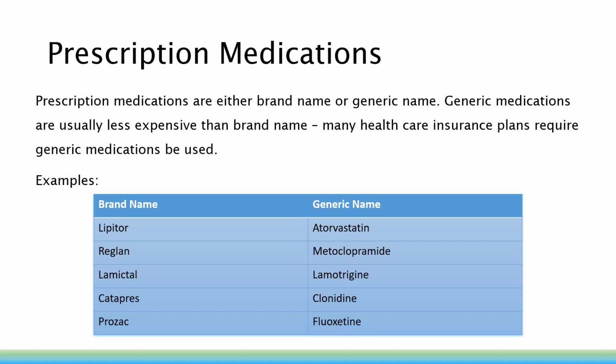Prescription medicines are either a brand name or a generic name. Generic medicines are usually less expensive than the brand name, and many healthcare insurance plans require the generic medicines to be utilized. Examples of these include Lipitor, the generic name Atorvastatin, Prozac, generic name Fluoxetine, and there are others as well. Sometimes the person, though, will need to take a brand name medicine if the generic does not produce the desired result.